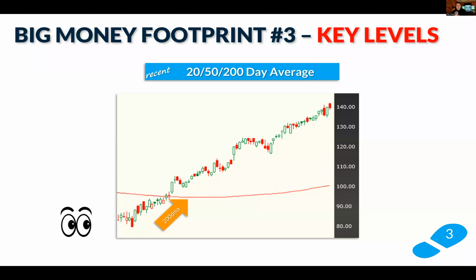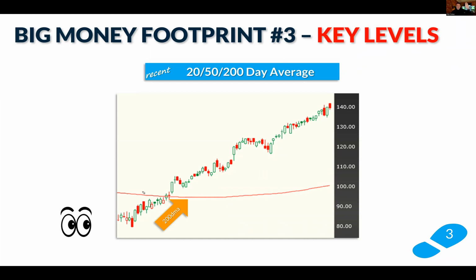Big money footprint number three is also about eyeballs. And it's a really terribly simple concept here. Paul Tudor Jones, famous hedge fund manager, made quite an off-the-cuff comment, but it captured everyone's imagination. He said he wouldn't buy a stock unless it was above its 200-day moving average. And so the 200-day moving average became very famous because of Paul Tudor Jones's comment. And it's what we call a key level, because guess what? All trading desks, professional and amateur, have got the 200-day moving average on.